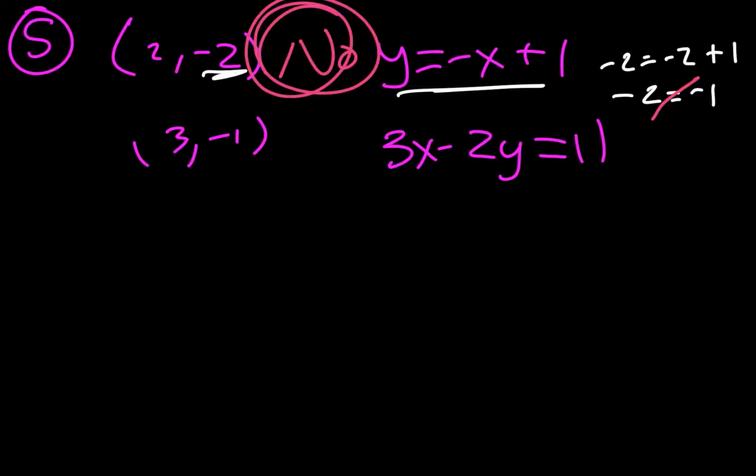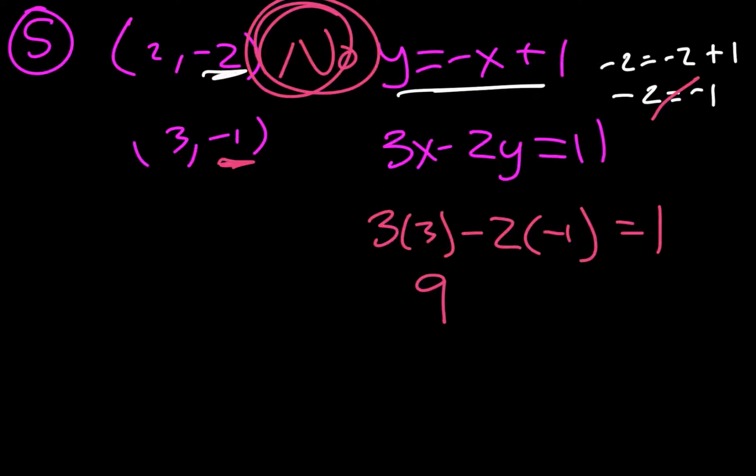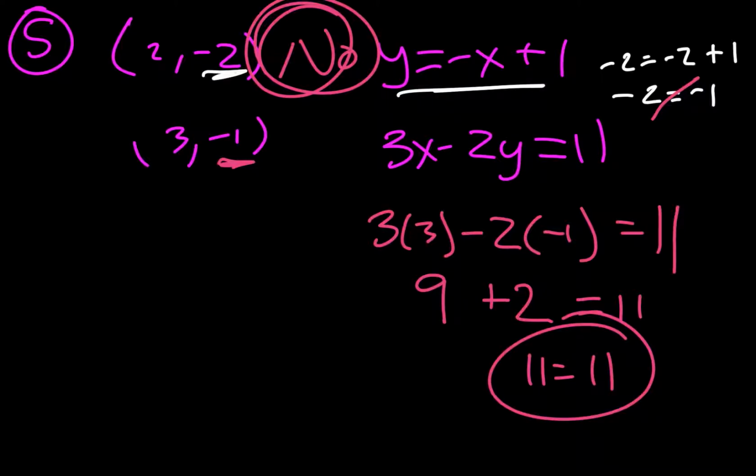Now if we look at this other one, we can follow that same process. I plug in 3 for x, and I plug in negative 1 for y. So we get 9 plus 2. Oh, sorry, that's 11. I copied that wrong from here to here, so that really is an 11. 9 plus 2 equals 11. So 11 equals 11.